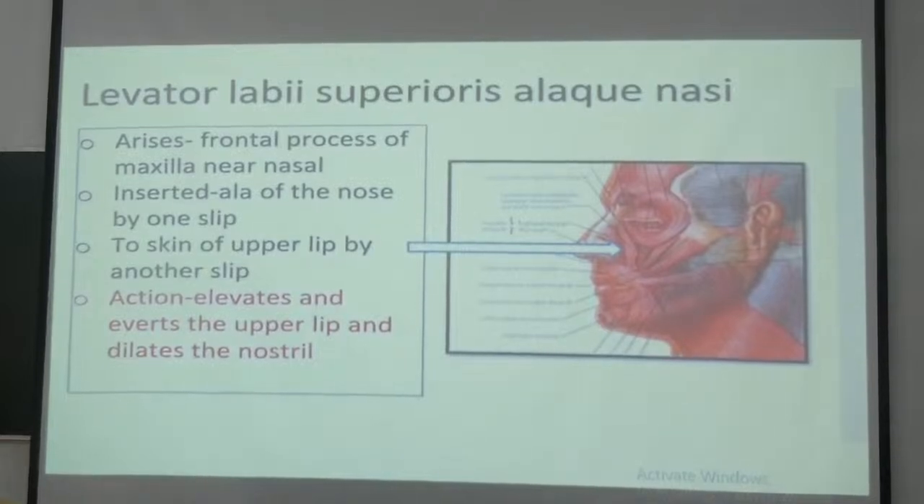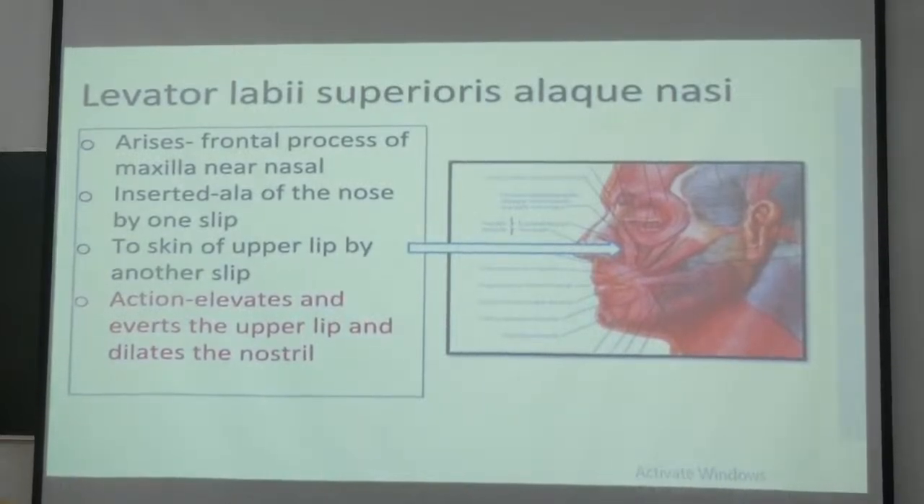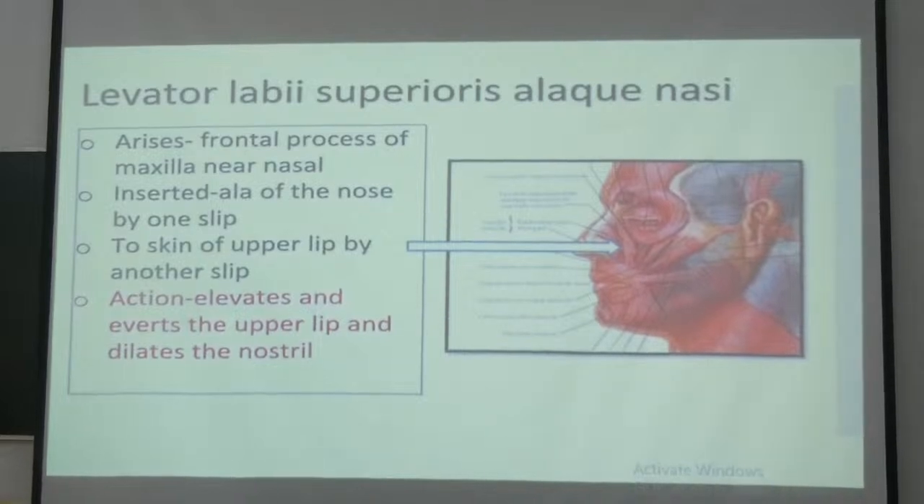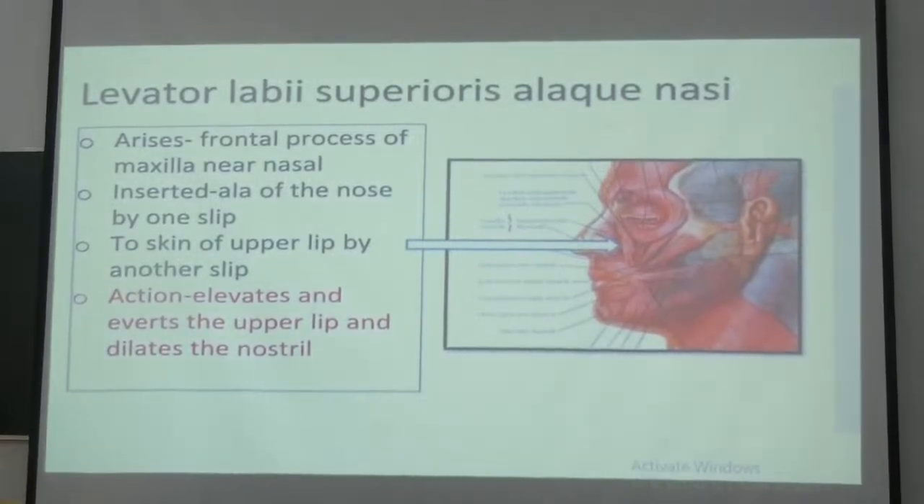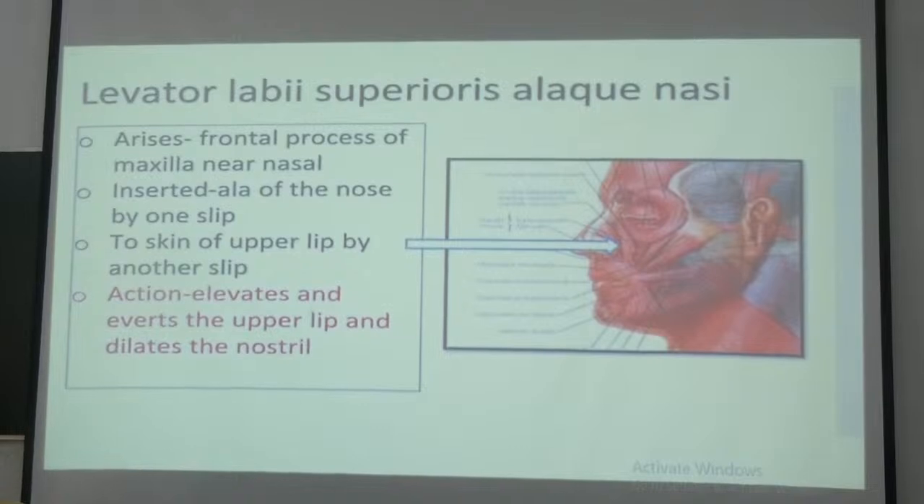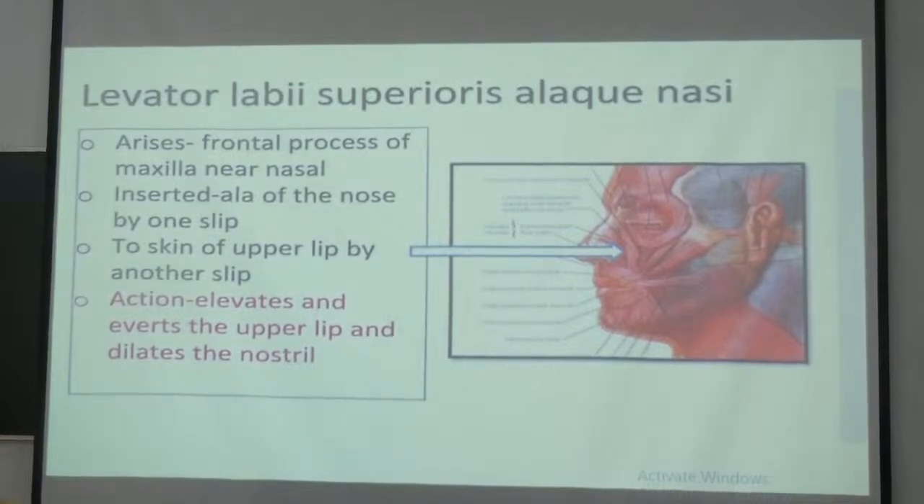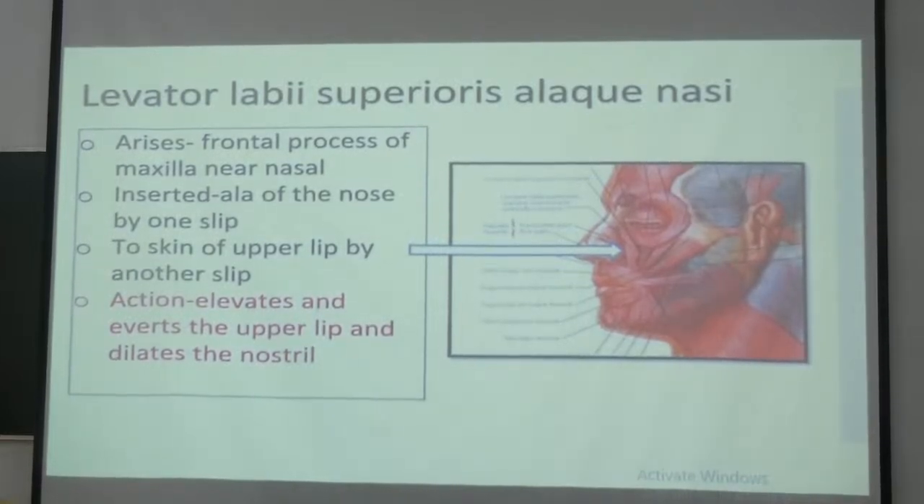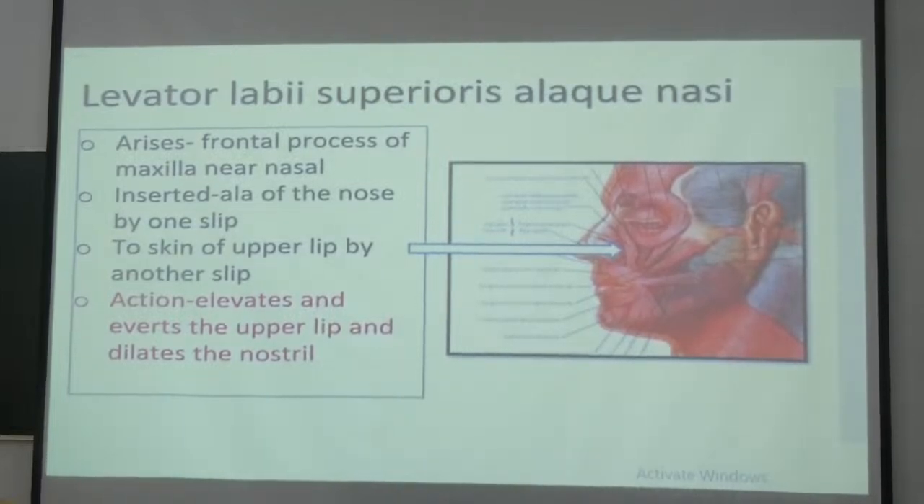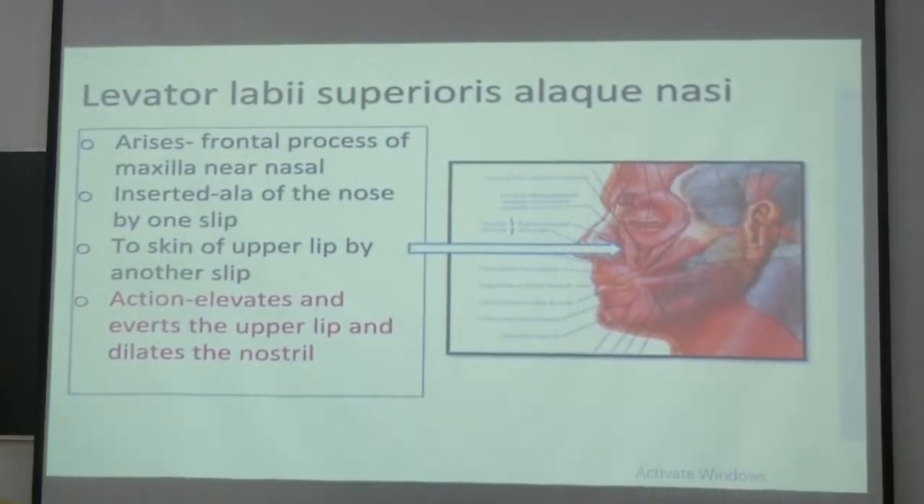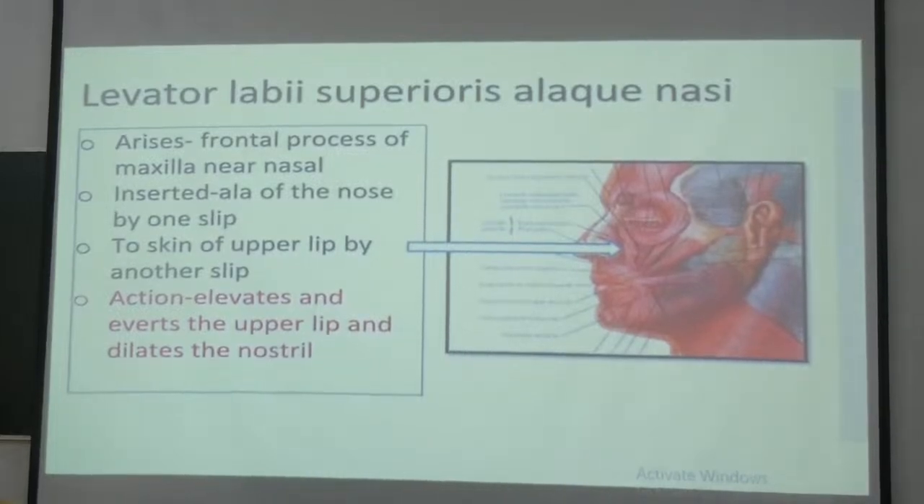So where will you see it? It arises from the frontal process of the maxilla and is inserted on the ala of the nose. And it also goes to the skin of the upper lip by another slip. So what is the function? Please write it down, the function of this muscle. Last bench, could you tell me the function? It elevates and everts the upper lip. Evert means you are turning the lip to either side. It elevates and everts the upper lip and also dilates the nostril.